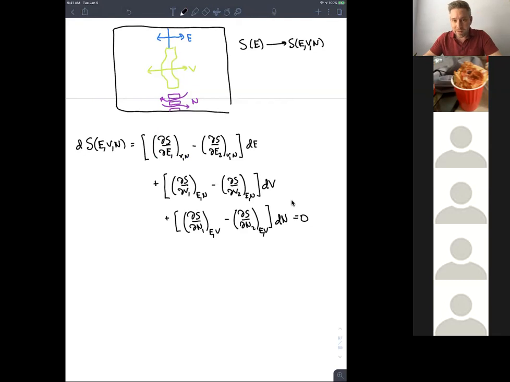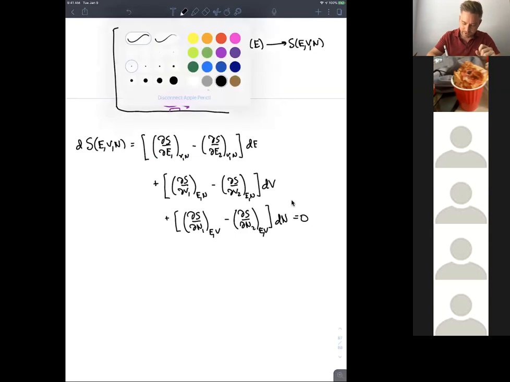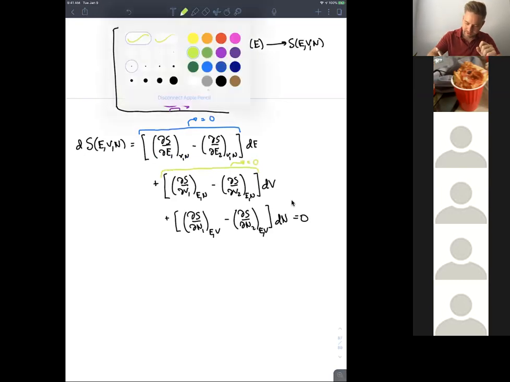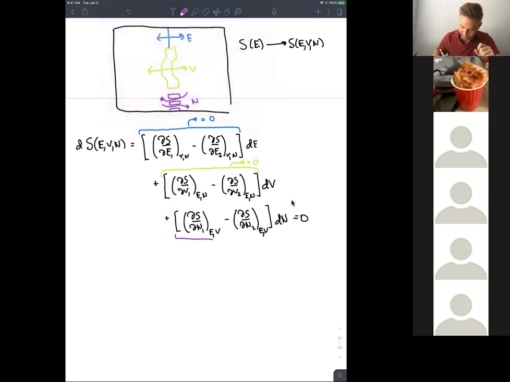Now E, V, and N are independent variables of one another. Consequently, for this whole function to equal 0, the coefficient of each one of the differentials also has to equal 0. So in other words, this quantity right here has to equal 0, this quantity right here has to equal 0, and this quantity right here has to equal 0.